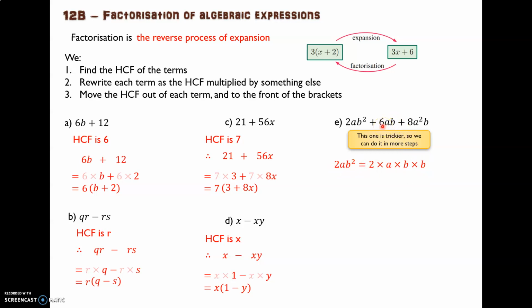6, I can break 6 down into 2 numbers. What are the 2 numbers that multiply together to give 6? They are 2 and 3, right? So I can break 6 into 2 times 3 times a times b.